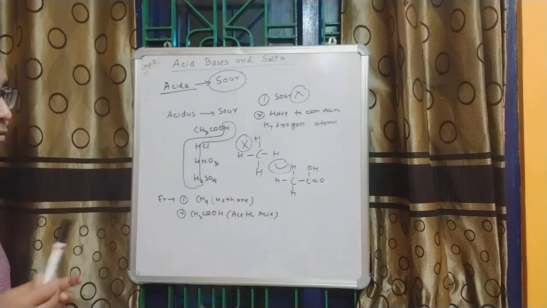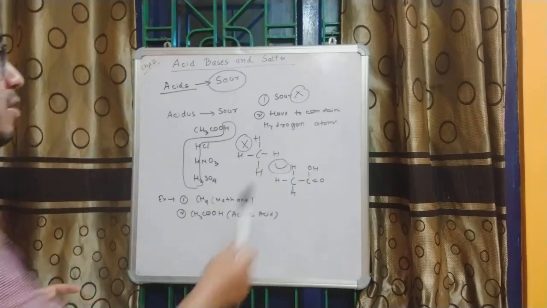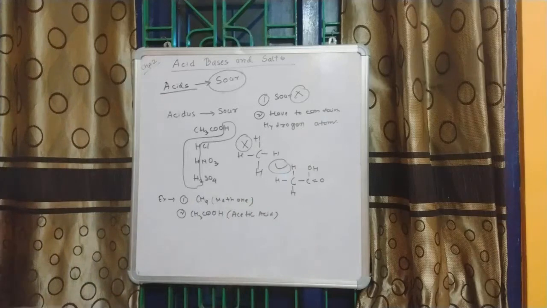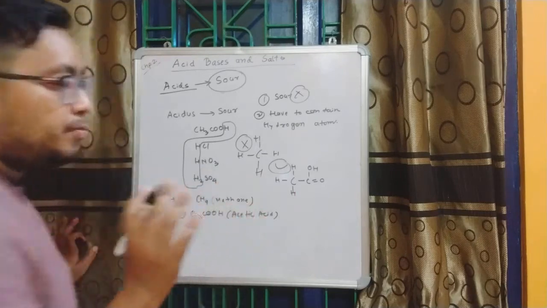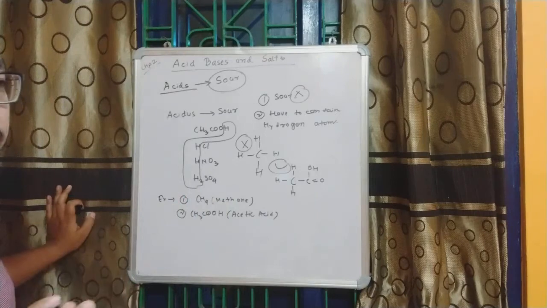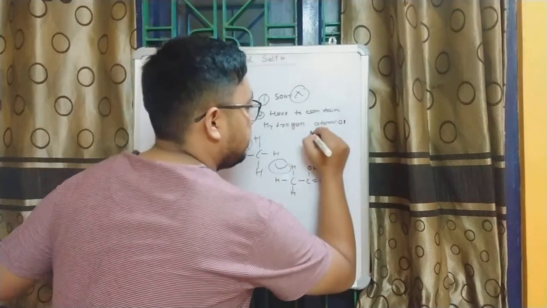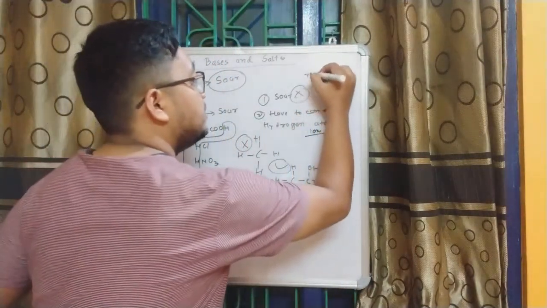Now if you see, they both contain hydrogen atoms, which fulfills the second criterion. But what makes them different? The answer is: in order to be an acid, the compound must have at least one replaceable hydrogen atom or ion. Remember the word, have to contain replaceable.